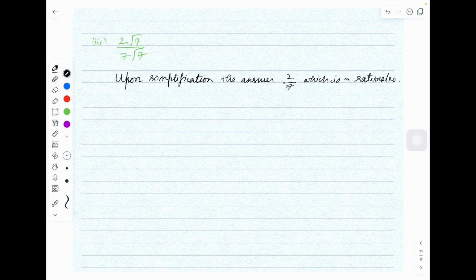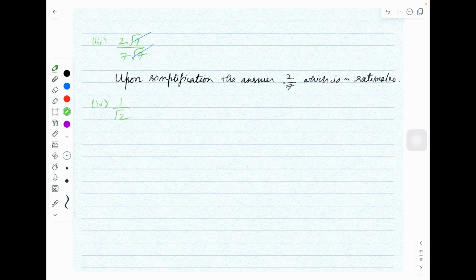Third question is similar. 2 root 7 by 7 root 7. Okay. 2 root 7 by 7 root 7. Here also, upon simplification, the answer is 2 by 7, which is a rational number. Understood? See, root 7 will get cancelled. Okay, so only 2 by 7 will remain. So 2 by 7 is a rational number. So the answer is a rational number.